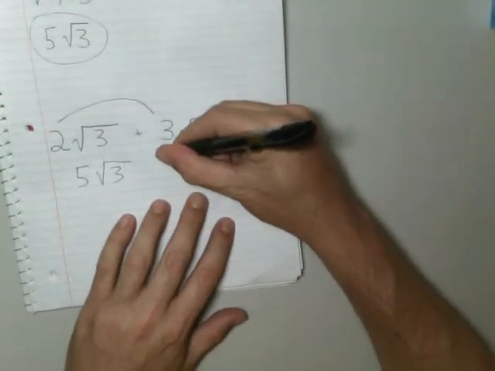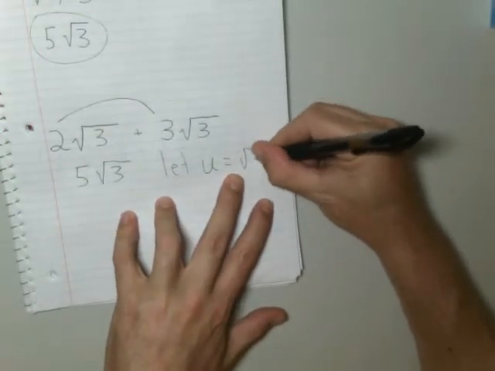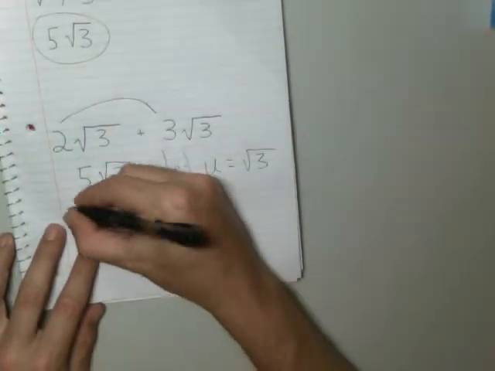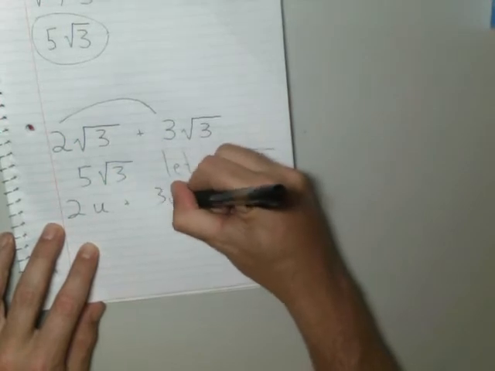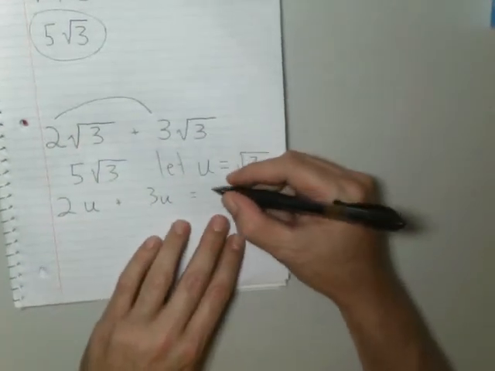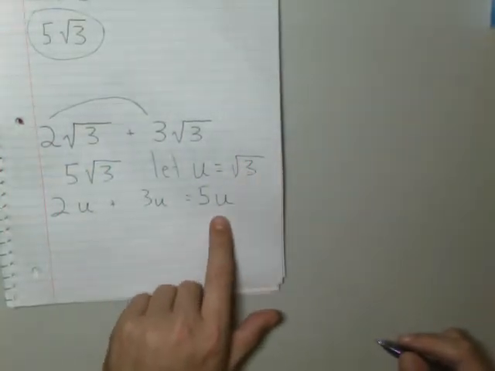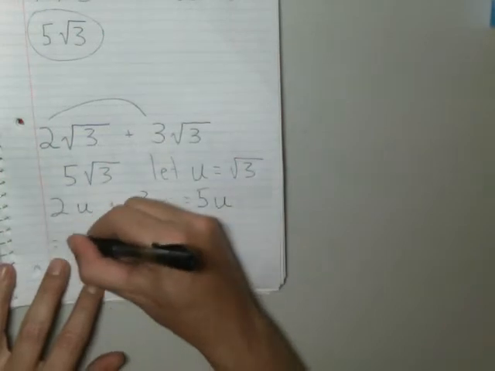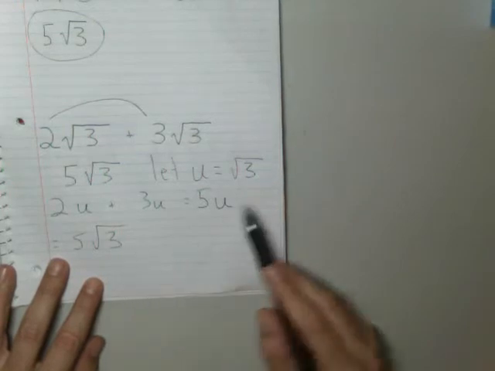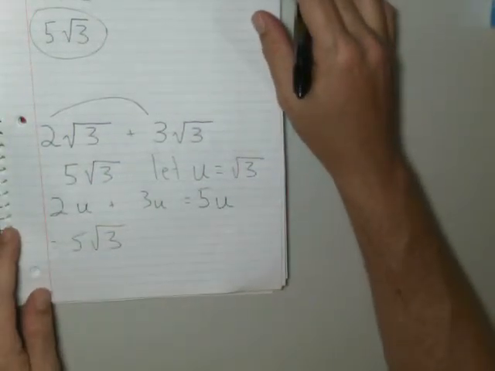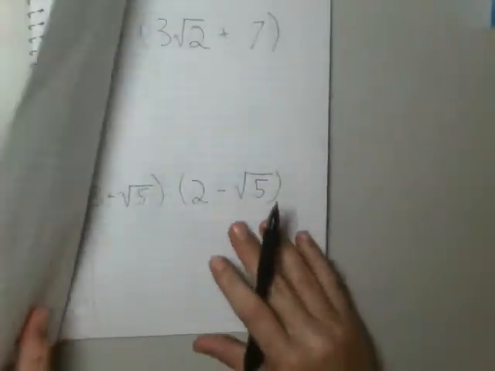To illustrate that, I can let u equal root 3. This is called u substitution. Now I have 2u plus 3u equals 5u, and then I substitute root 3 back in for u. That equals 5 root 3. At this point, u substitution may just make things a little more complicated, but feel free to use it as you will see it in later mathematics courses.